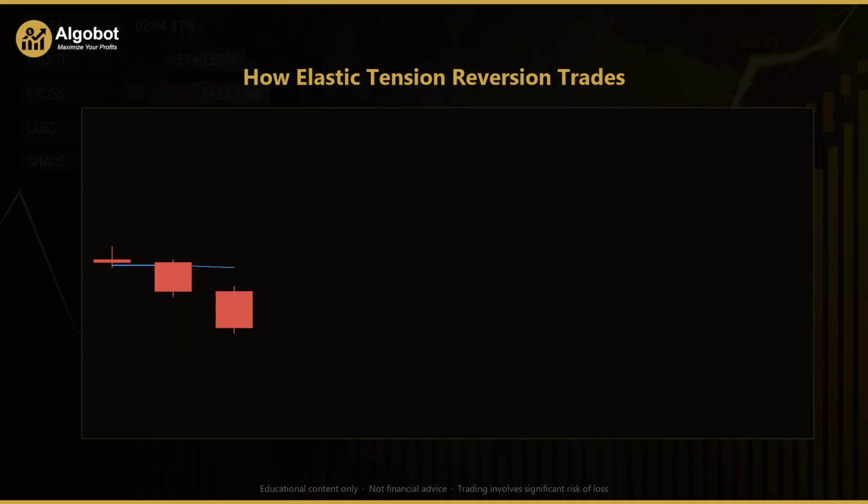Watch the left side of the chart. Price opens right around the equilibrium line. Then a run of bearish candles pulls it steadily lower. Each candle closes a little further below the moving average, and the gap between price and the equilibrium widens. This is the spring loading up.